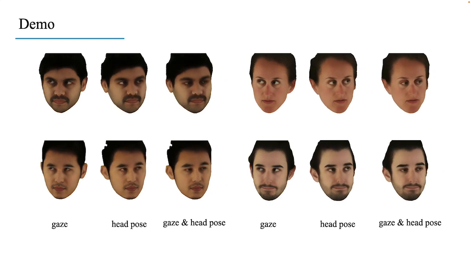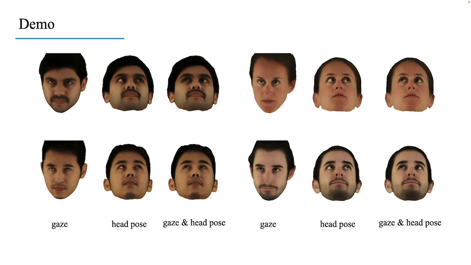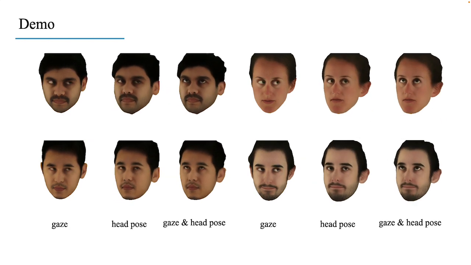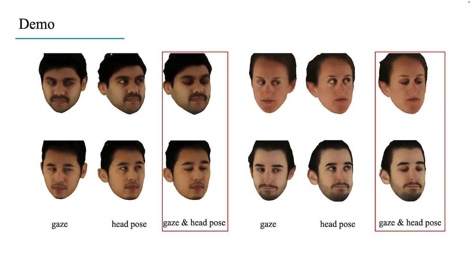Here are the animations. They are generated by GazeNeRF with three different settings: changing target gaze labels only, changing head poses only, and changing target gaze labels and head poses at the same time.